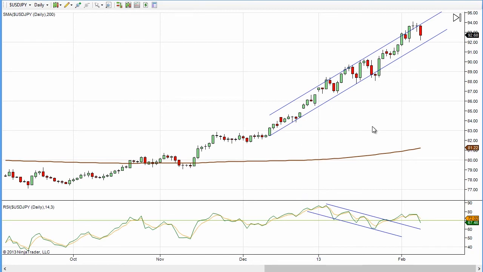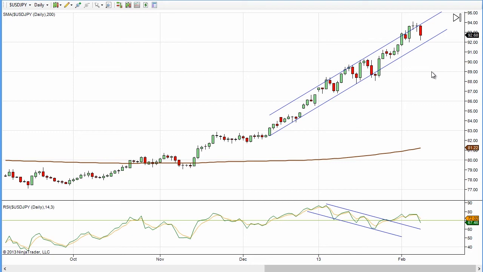Now you can see this massive uptrend that we've been in. I drew a trend channel here. You can even see a couple days ago we closed above the trend channel, which is just amazing. And then we closed back into the channel today. Now, there's still nothing here indicating that the trend is over. As long as we're in this channel, the trend is on.